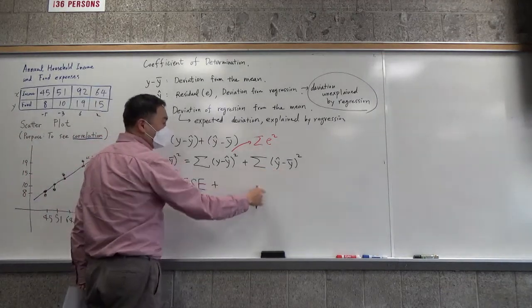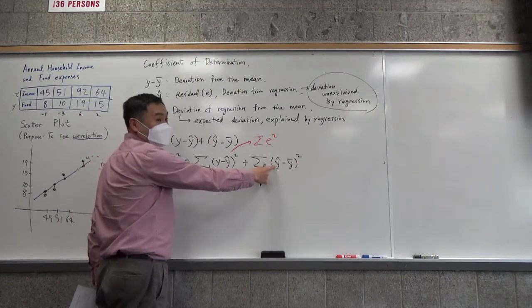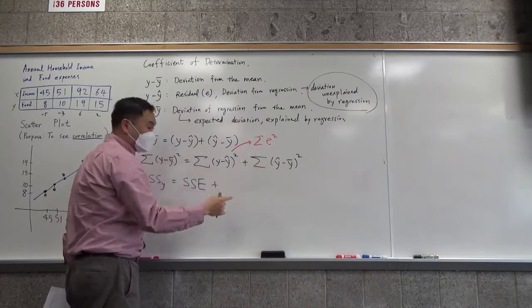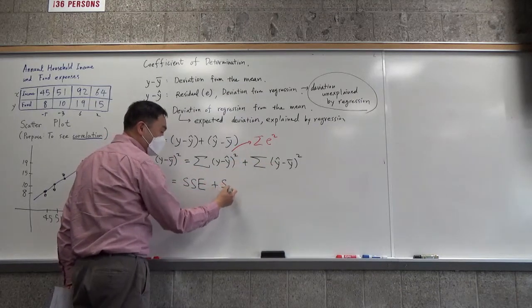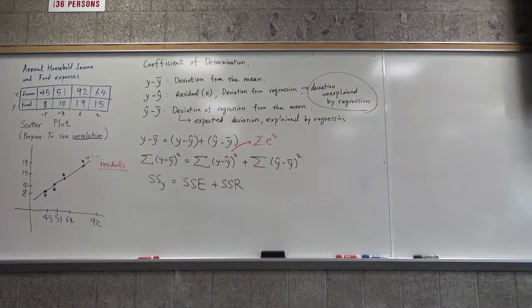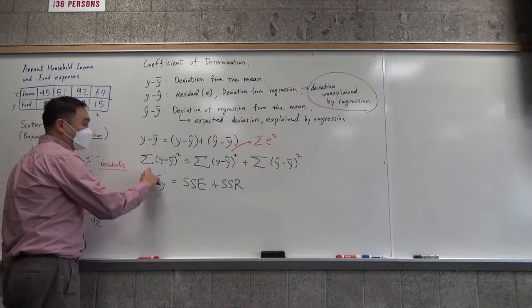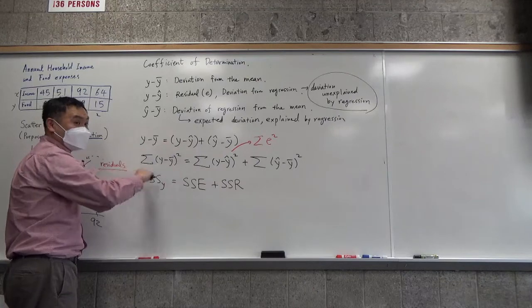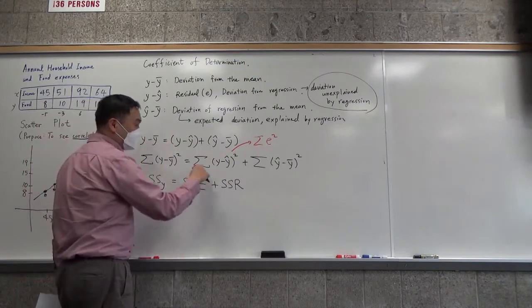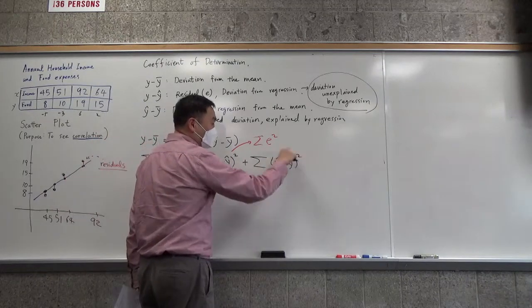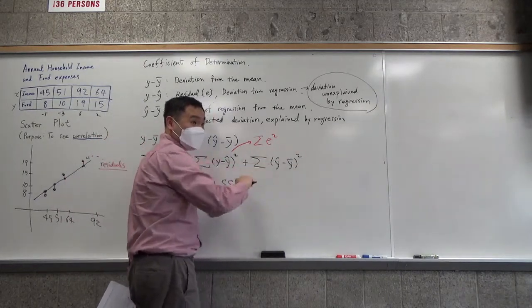Plus, this one is the deviation of the regression, right? So it's the sum of squares of the regression, because y hat is given by the regression line, so we'll name it SSR. Okay? So this is more like the total difference squared, total deviation squared. This is residual squared. This is the total of the regression squared.